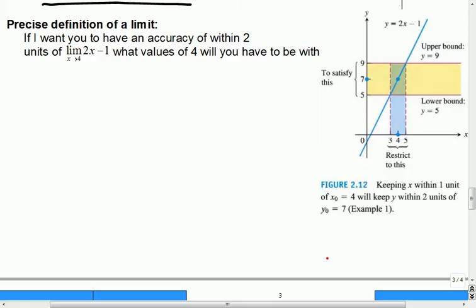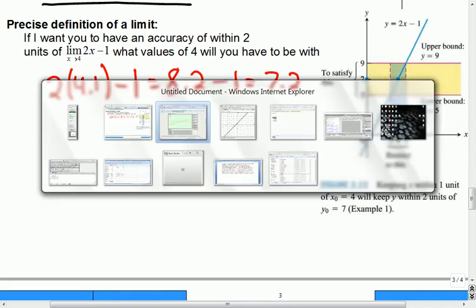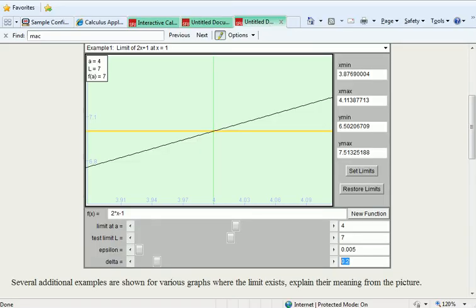So I'll just show you here. If we tried it at 4.1, it would be 2 times 4.1 minus 1. So 8.2 minus 1, that would be 7.2. I'd be out of the range. So Andy has asked that I be within 0.005. So how close do I have to get in order to meet Andy's requirement?